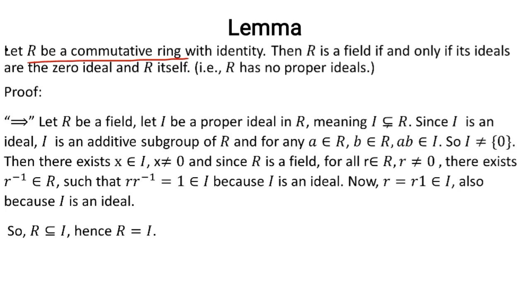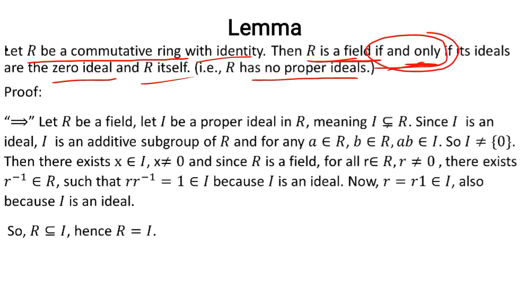So we have a commutative ring with identity. Then once you have that, R is a field if and only if its ideals are the zero ideal and R itself, meaning that R has no proper ideals. We're to prove this. You can see that there's an if and only if condition. In 203 we had defined that when we have an if and only if condition, there's a two-way proof, right?